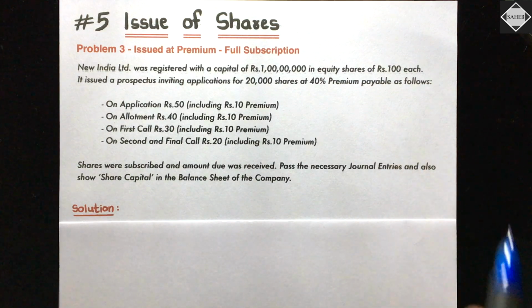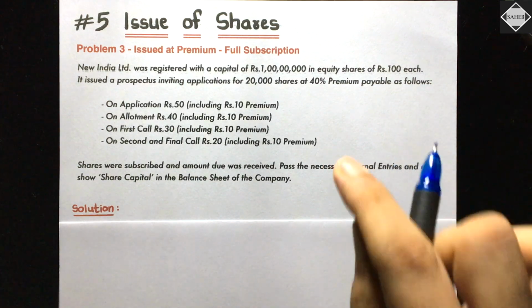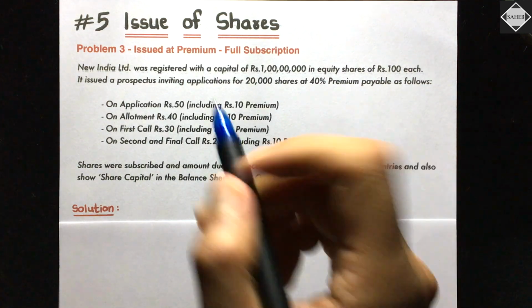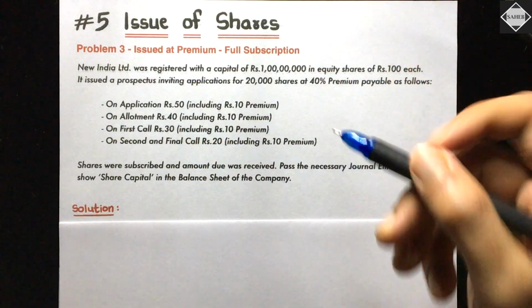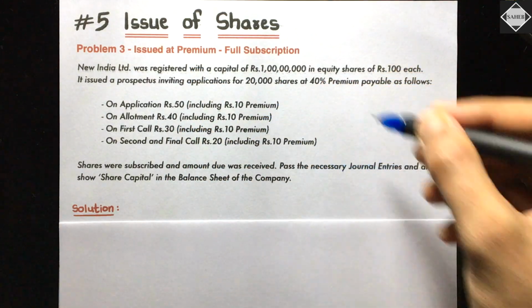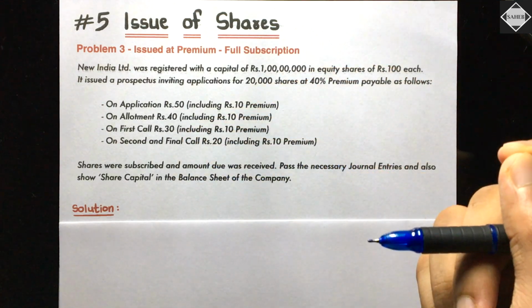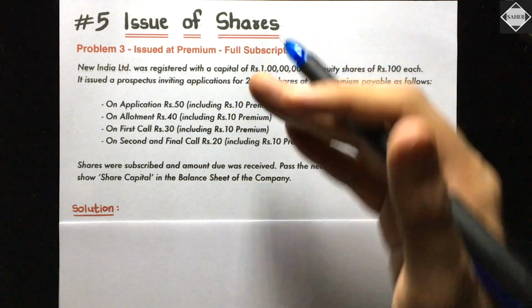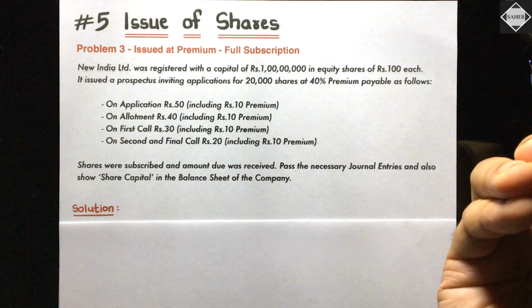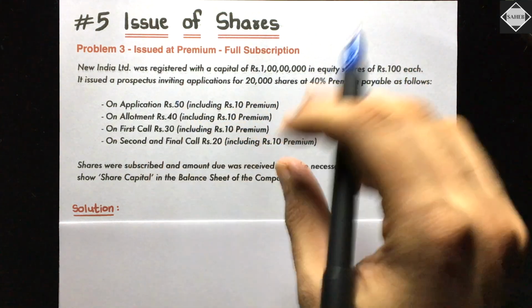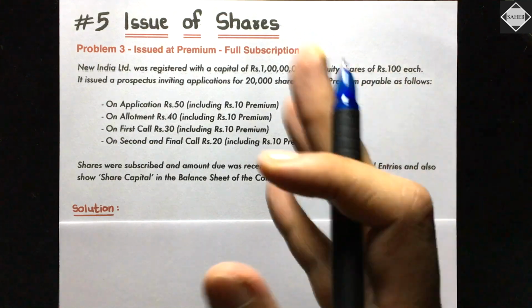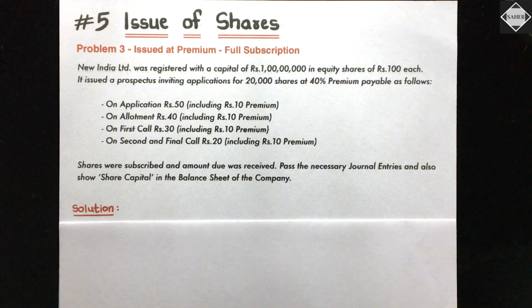And one more interesting thing is that this is a difficult question. Here the premium is not coming in just one installment like in allotment. No, it is there in every installment. So if you solve this question, then believe me, you will have great clarity. And at the end of the video, we are also going to see the balance sheet, how the things of this question will flow into the balance sheet, and you will understand the whole impact. Okay, so let's read the question and start solving our third problem.